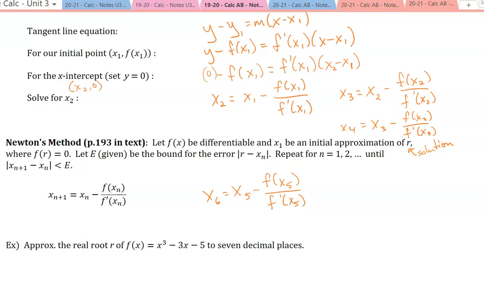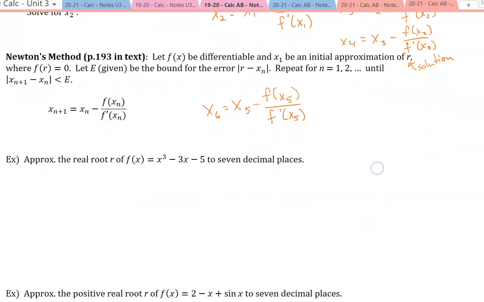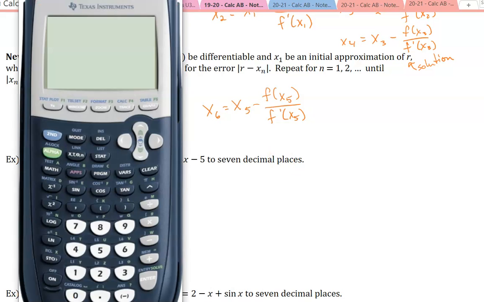Okay, so for this first example, we've got f of x equals x cubed minus 3x minus 5. We are trying to approximate the real root of this, all right, or the x-intercept, and we want to go to 7 decimal places. So I have this graphed. I've got this function here already entered. Go ahead and graph it. And as you can see, our x-intercept, or our solution, appears to be just a little bit bigger than 2.